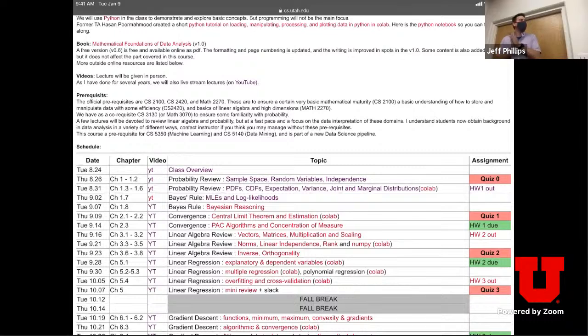Great, okay, so that quiz will be on Thursday. Any more questions? Let's finish the material for that quiz. This will be on the Bayesian reasoning.